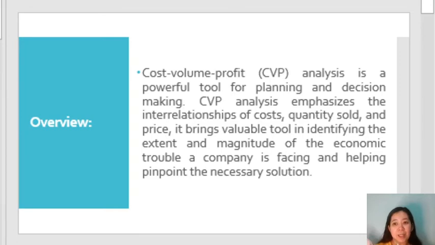It is also a valuable tool in identifying the extent and magnitude of economic trouble a company is facing and helping pinpoint the necessary solution. Management is going to use CVP analysis to solve business-related problems, by using the results of the analysis for sound financial decision making, especially in a manufacturing firm.